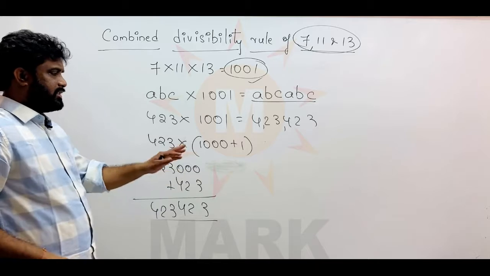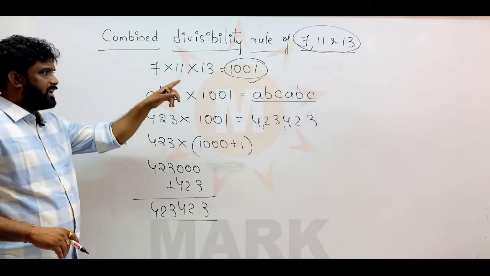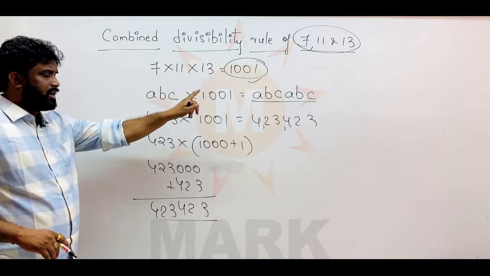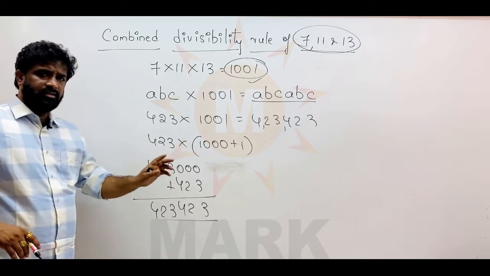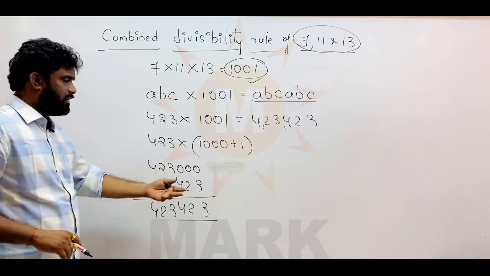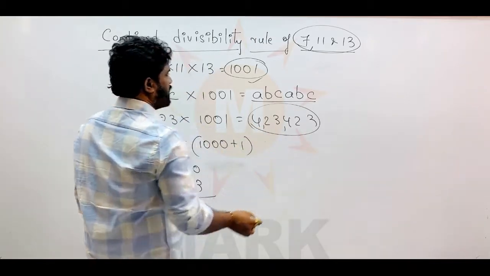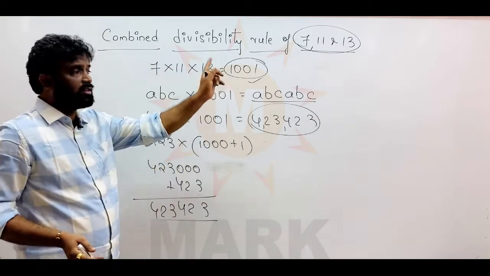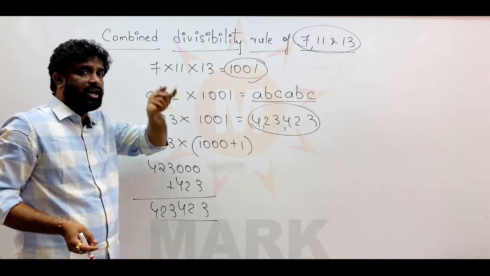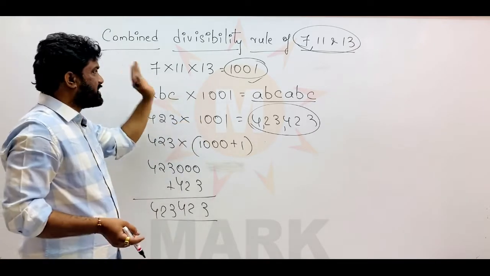Okay, so this is the logic behind why, when you multiply any 3-digit number with 1001, that number gets repeated and comes back. So the result format will be something like this. What is this 1001? 1001 is nothing but the product of 3 consecutive prime numbers, 7, 11 and 13.